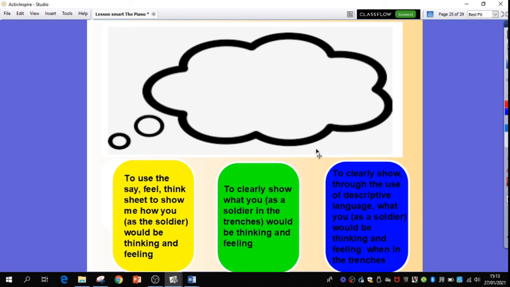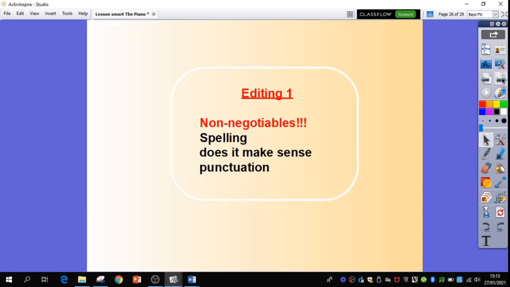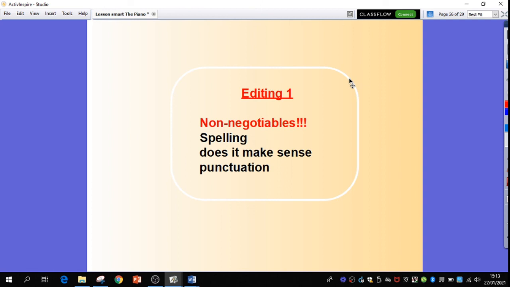I would like you to complete those tasks, and when you have done so, I would like you to go back and do the editing station 1 that we use in school, where for the non-negotiables, check your spelling, does it make sense, is the punctuation in the correct place. When you've done all that, you will have completed today's lesson.